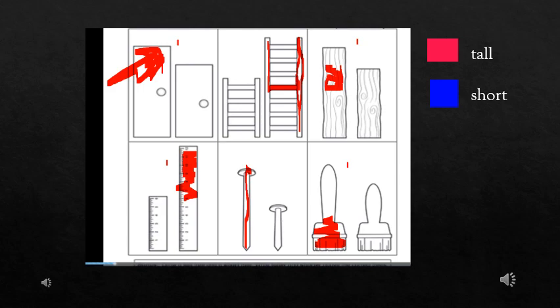Now that we have identified the tall objects, we know that the other option would be the short objects. And so let's just go ahead and color all of these blue. And you are able to identify tall objects and short objects.